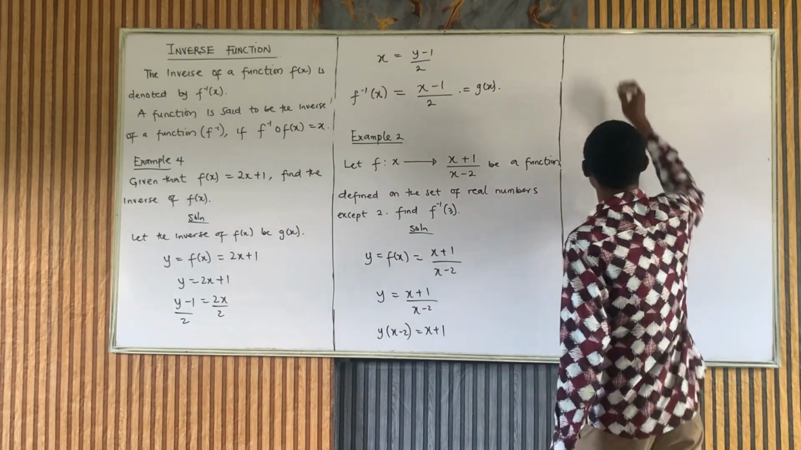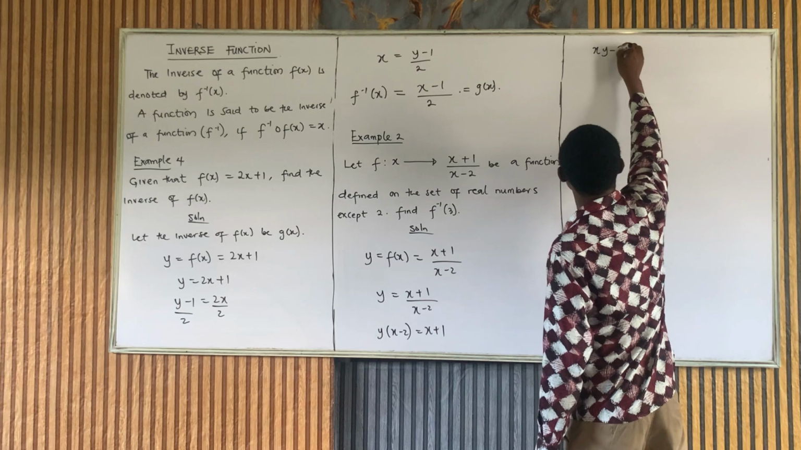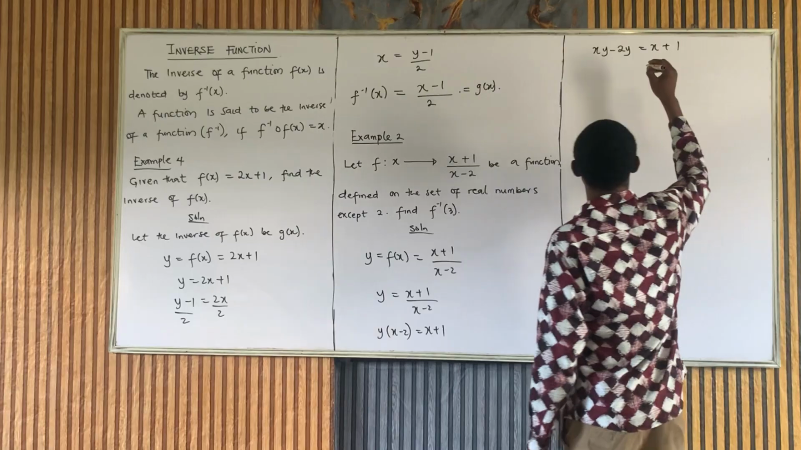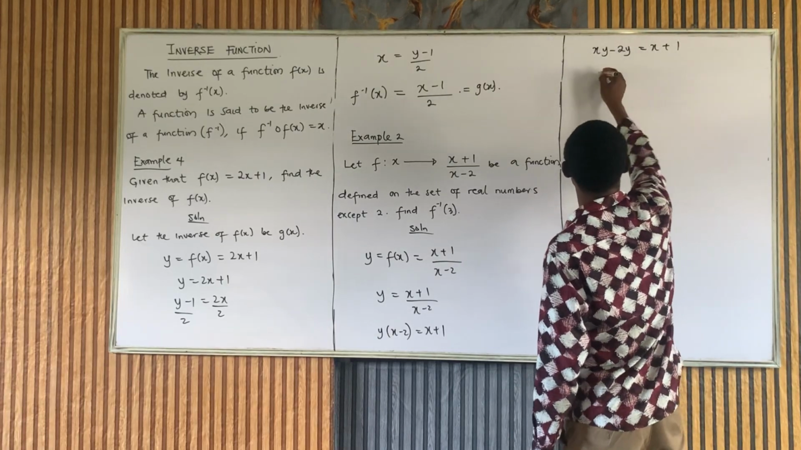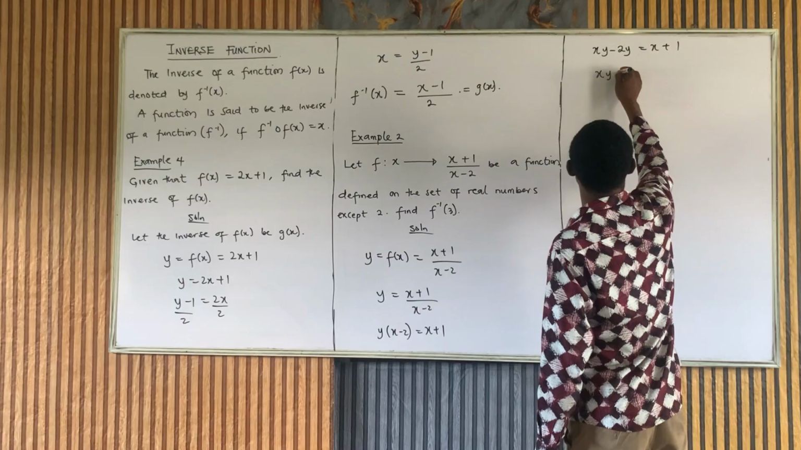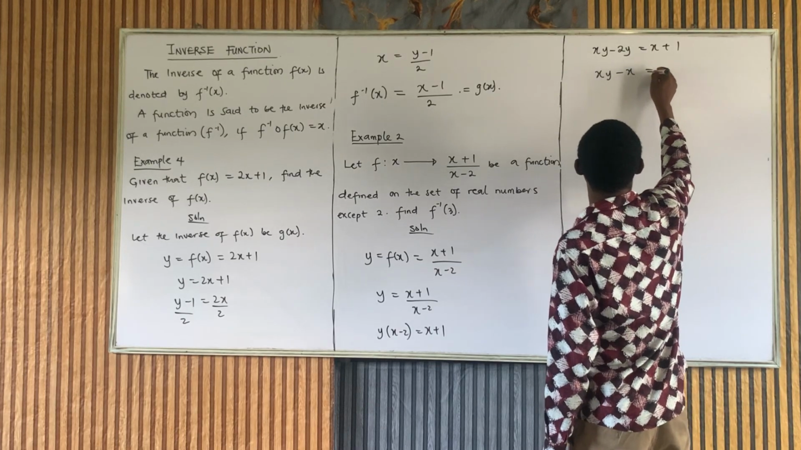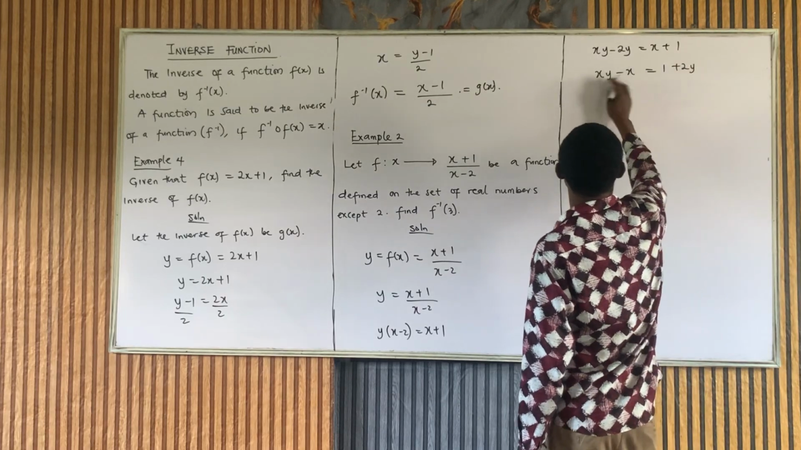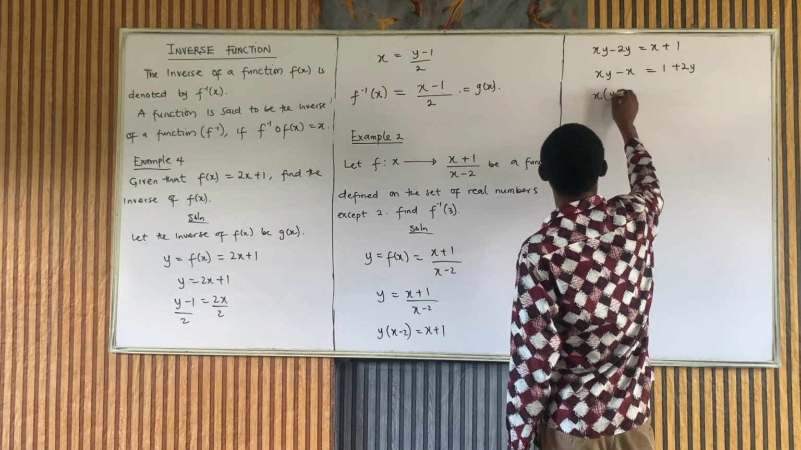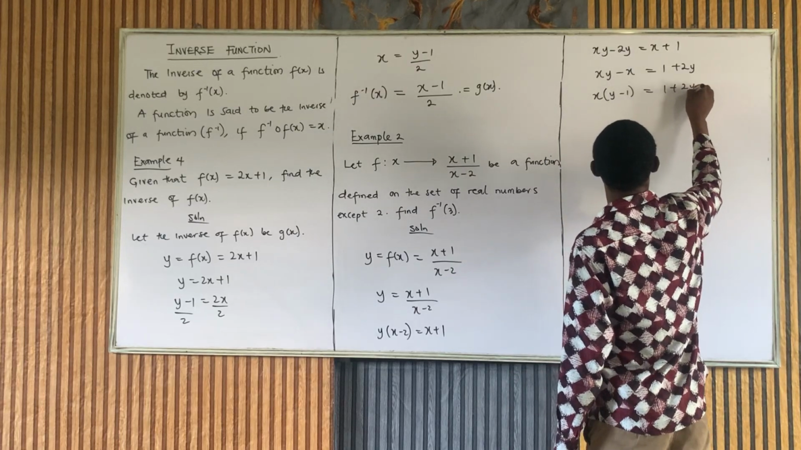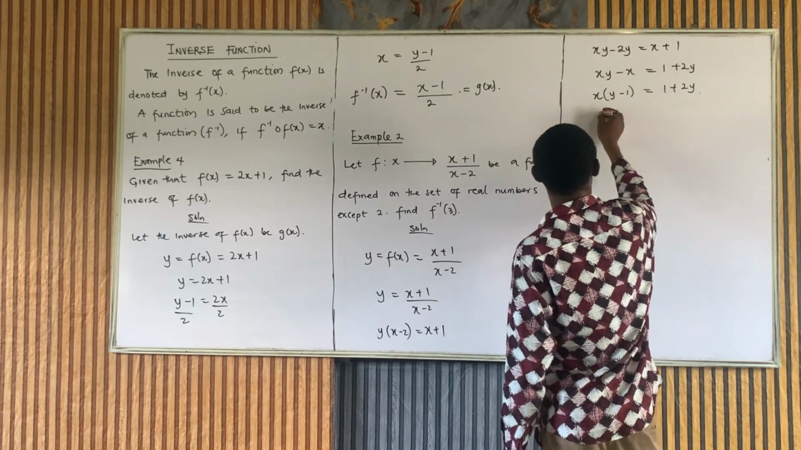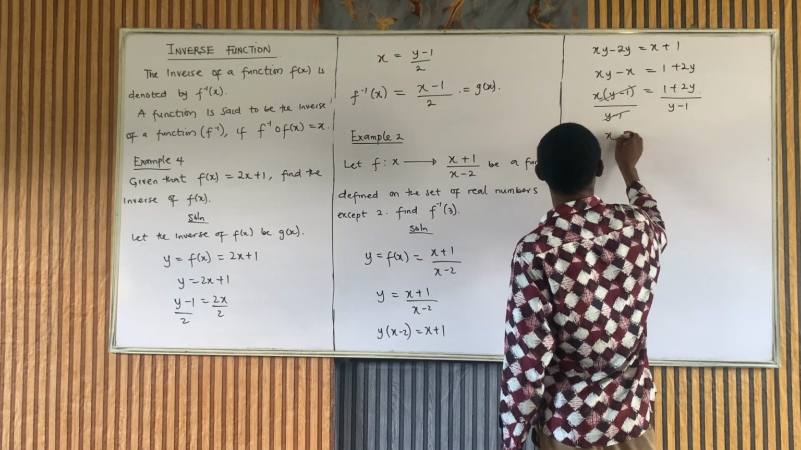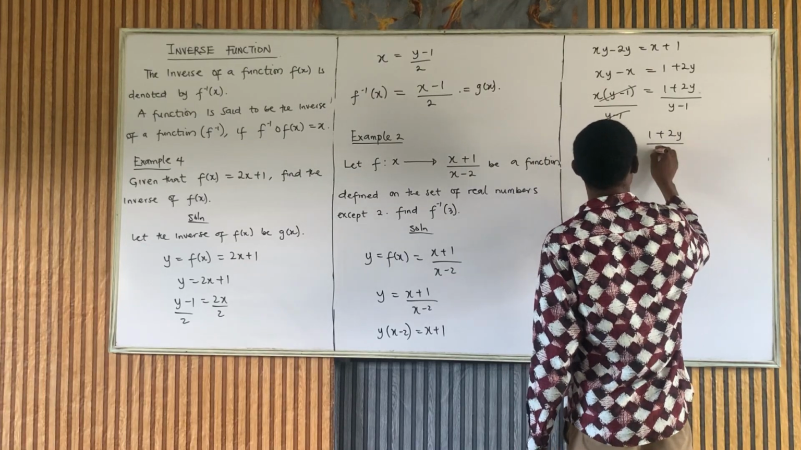Okay, so let's open up that now. That will be xy minus 2y is equal to x plus 1. Okay, so let's rearrange now. Bring this here and bring this here. We'll get xy minus x is equal to, this comes here now, 1 plus 2y. Now x is common here. That will be x into y minus 1 is equal to 1 plus 2y. Actually, the goal is to make x the subject. So now dividing here by y minus 1, divide here by y minus 1. We'll get that x is equal to 1 plus 2y over y minus 1.